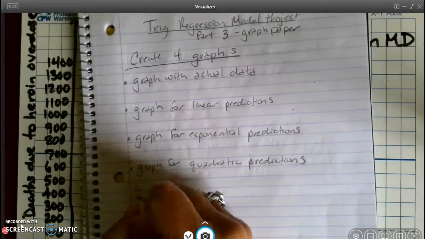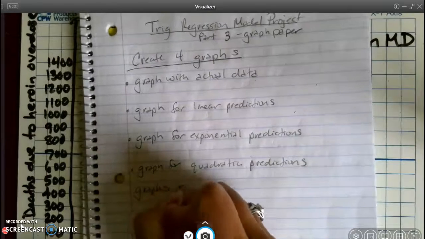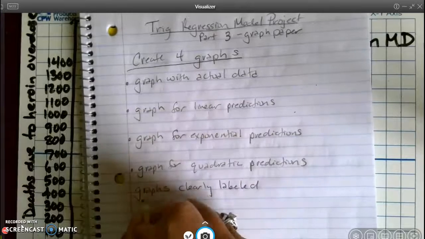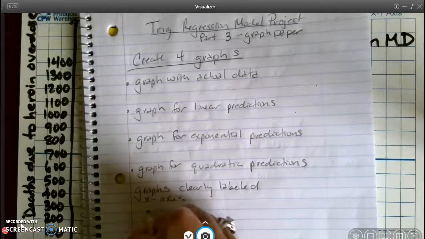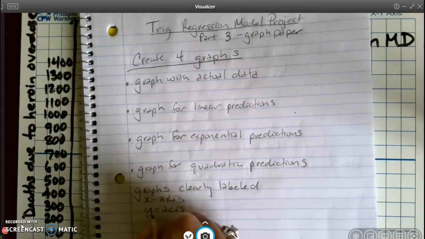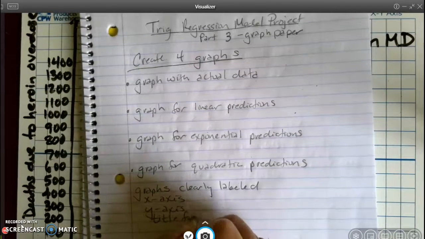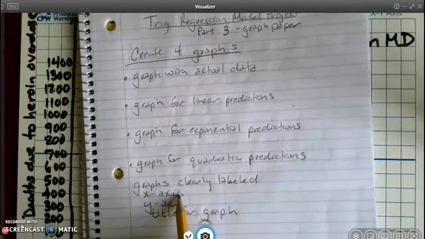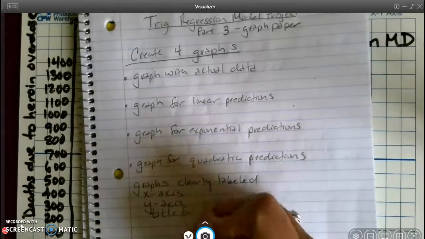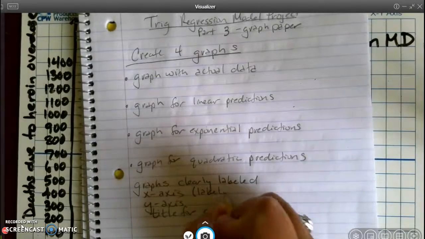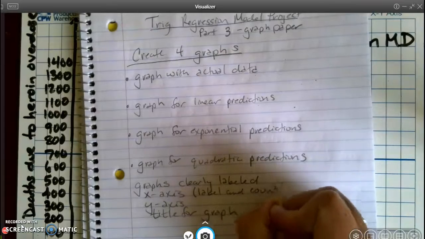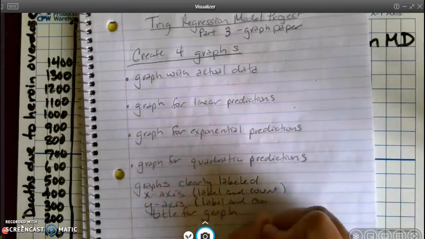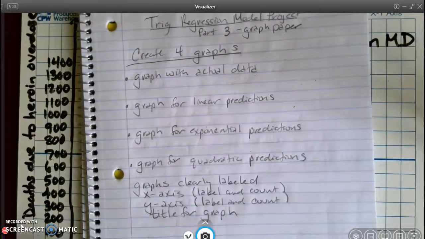Let's write that down. Graphs clearly labeled: x-axis, y-axis, title for the graph. Make sure you count clearly on the x-axis. So x-axis you need to label and count. Y-axis you need to label and count. And give a title for the graph.